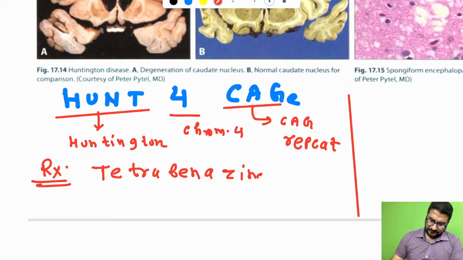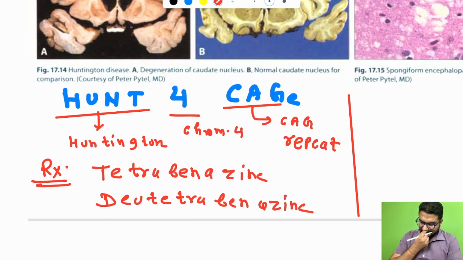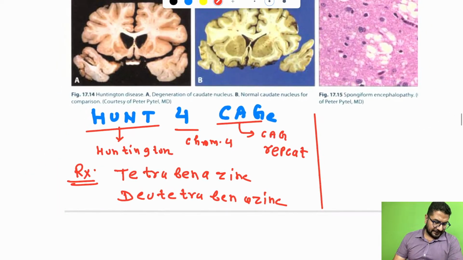Tetrabenazine and deutetrabenazine. These are two new drugs which we have for Huntington disease.